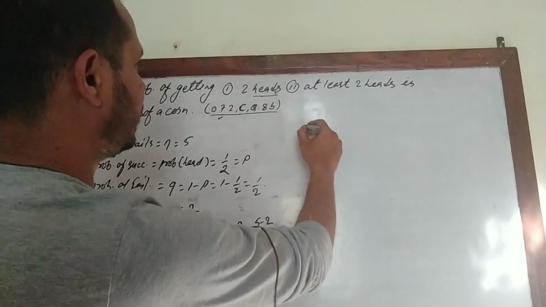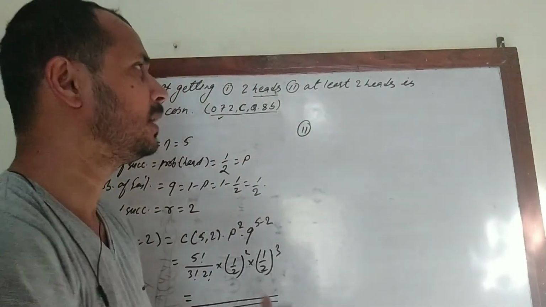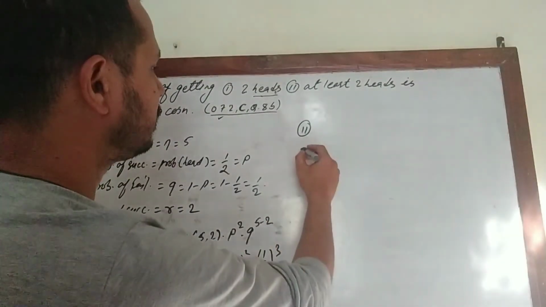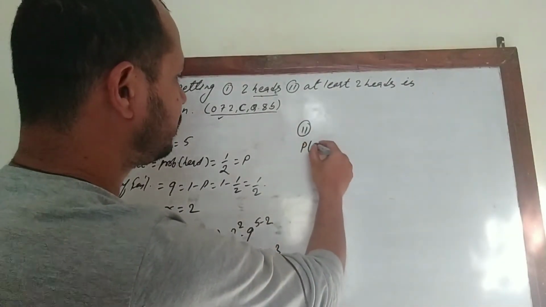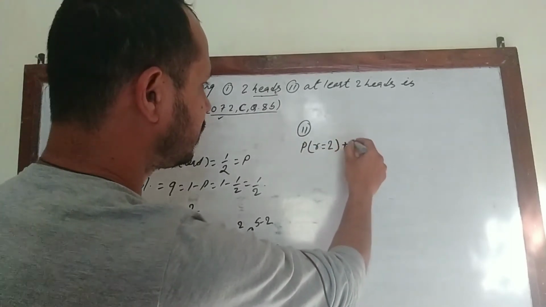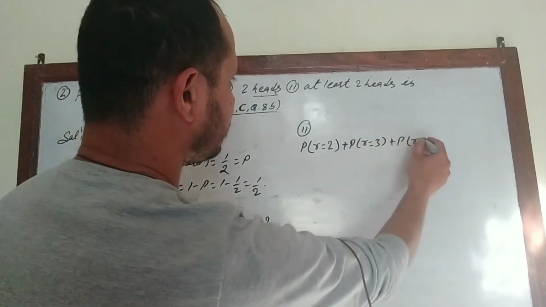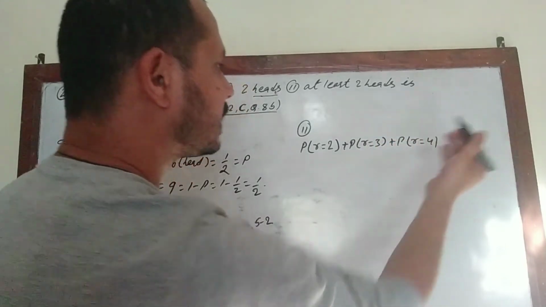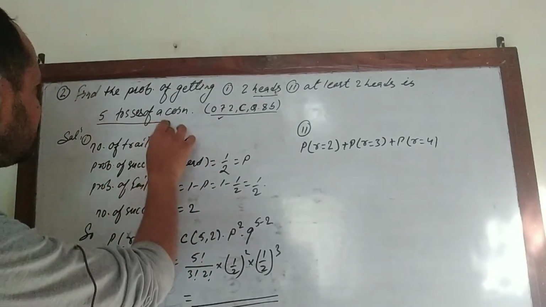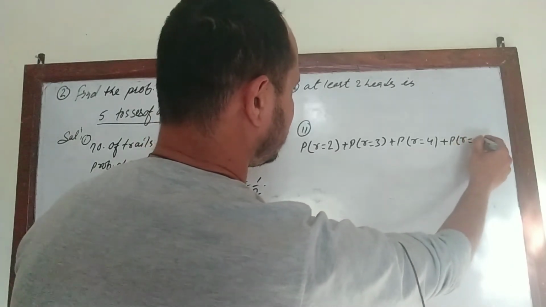So second, at least 2 heads. At least 2 heads means minimum 2. More than 2 it can also contain. So here we write the probability of being success at least 2 times, or 3 times, or 4 times. And we cannot stop at 4, because the case is related to 5 tosses. So it will contain 5 as well, that is r equal to 5.